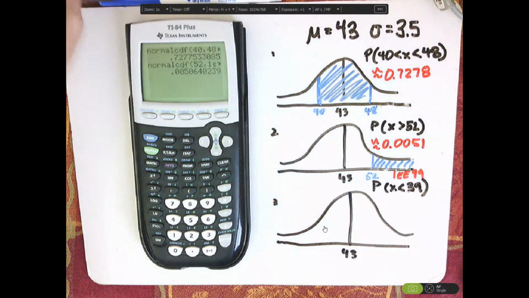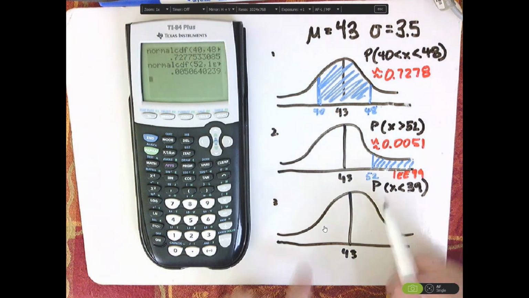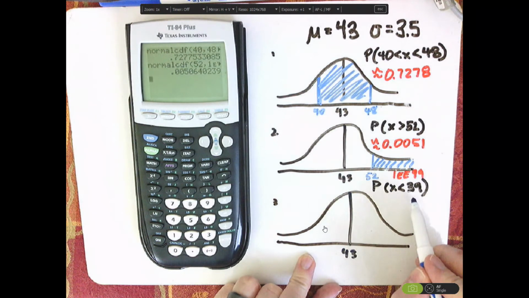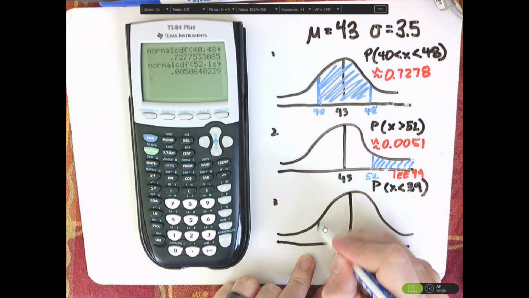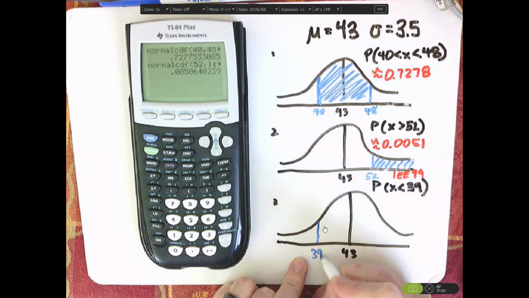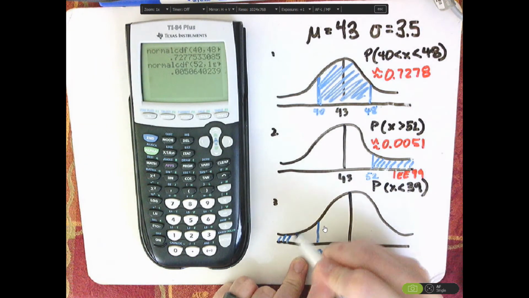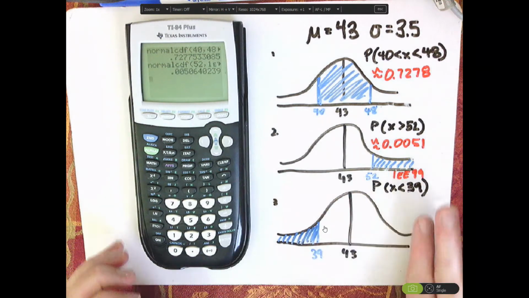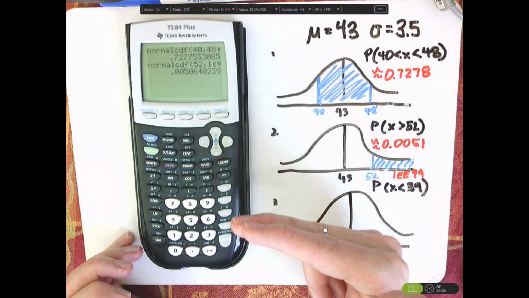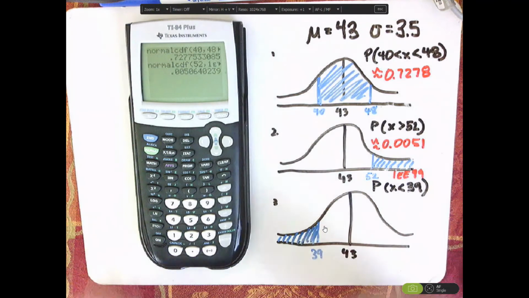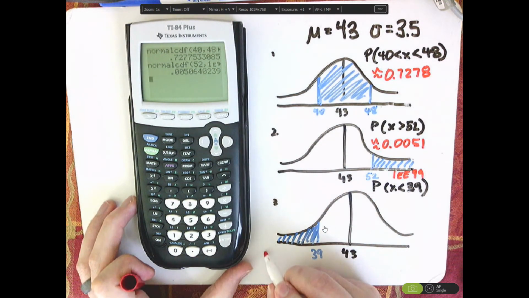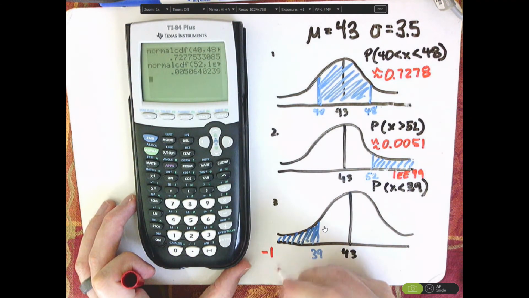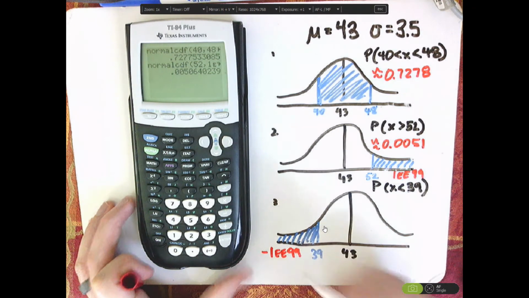All right, now let's look at that last one we have there. So x is less than 39, so it's everything less than 39. 39 is right here, and then everything less is right there. So it's going not in the positive direction, but in the negative direction. So it's going to be a very large negative number. So we're going to use -1 EE 99.